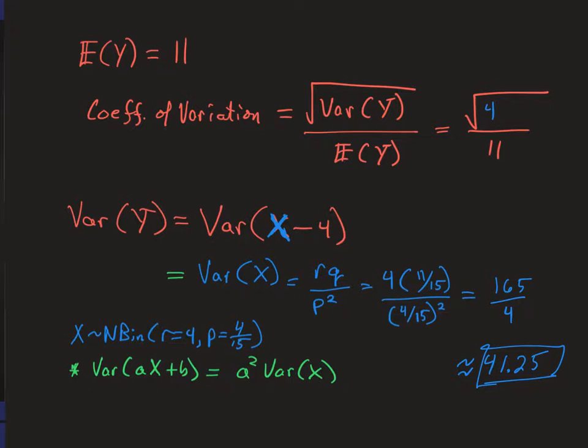And so we would put the square root of 41.25 in here. And so our coefficient of variation as a final answer, this will be about 0.58. All right, so this would be the coefficient of variation. And this is the coefficient of variation for the number of cereal boxes without a decoder ring that Jason would have to eat in order to find 4 decoder rings. Okay?